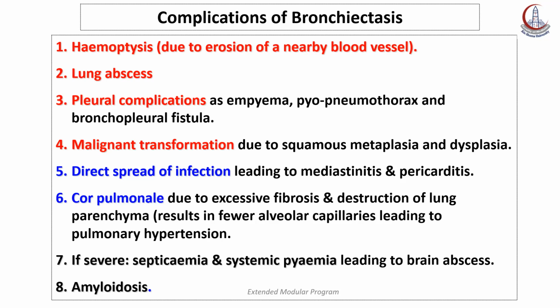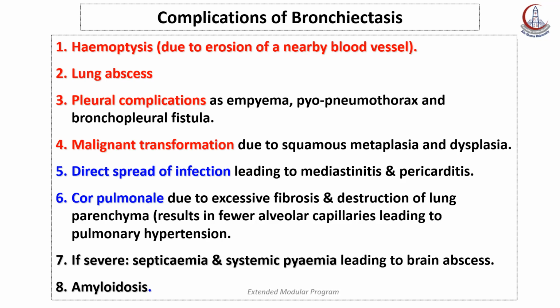Pleural complications like empyema, pneumothorax, or bronchopleural fistula. Malignant transformation due to squamous metaplasia followed by dysplasia. Direct spread of infection leading to mediastinitis and pericarditis. Cor pulmonale can occur due to excessive fibrosis and destruction of the lung parenchyma, resulting in fewer alveolar capillaries leading to pulmonary hypertension.